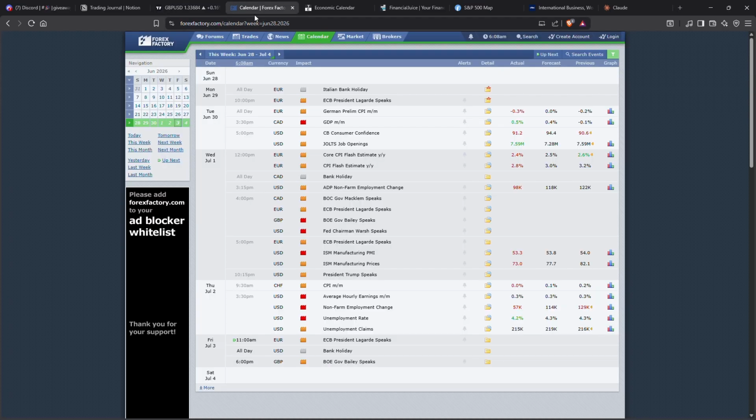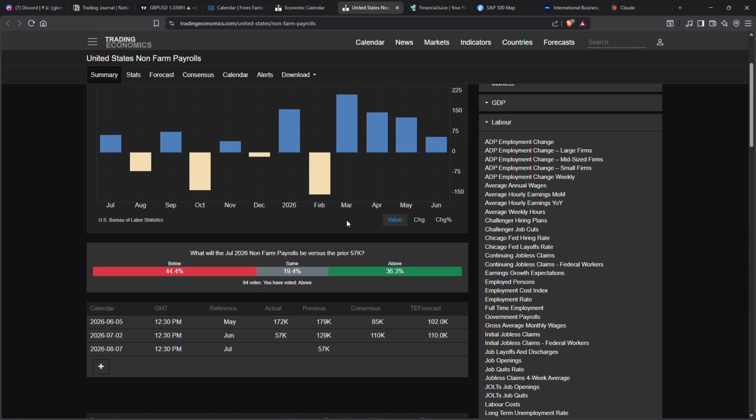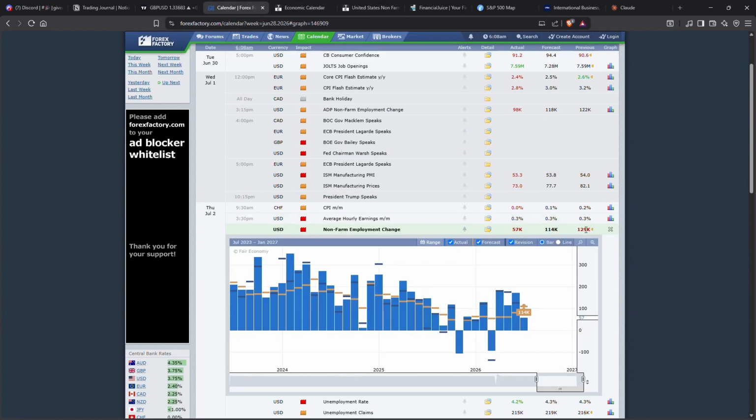So yesterday we had NFP. There was the NFP data release, and we saw markets react crazily. First and foremost, the number came in significantly lower than expected. Let me use Forex Factory. Significantly lower than expected.